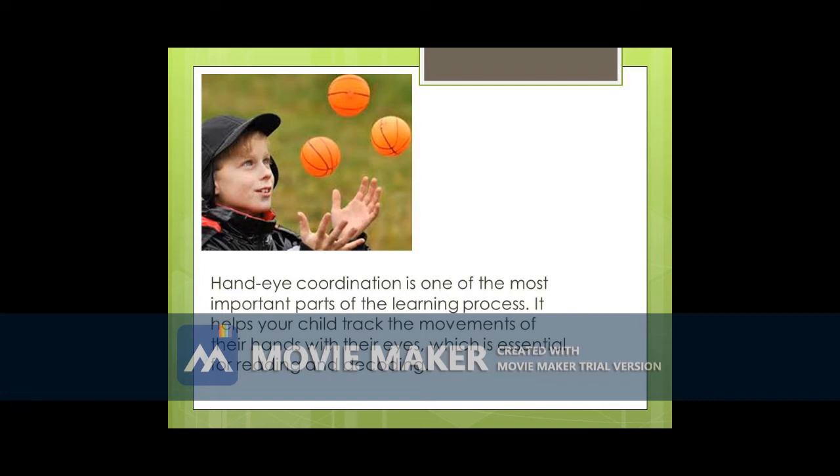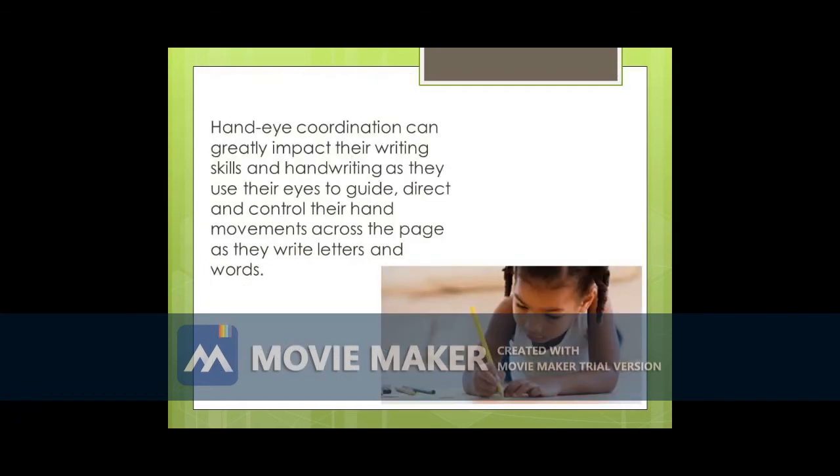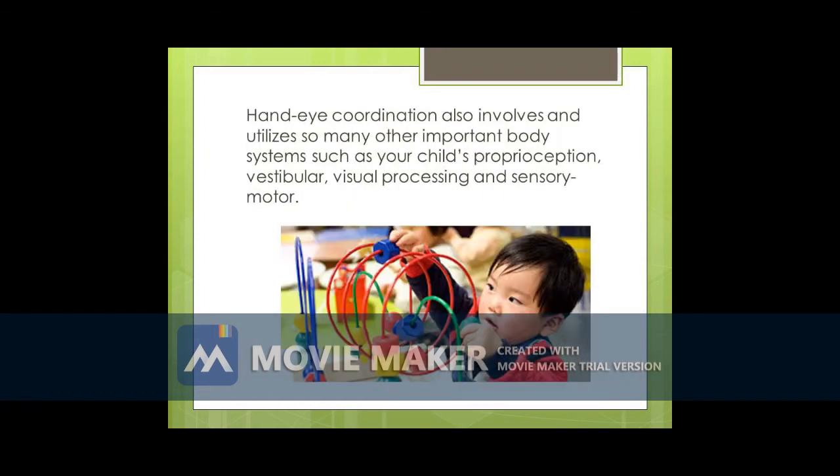It helps your child track the movements of their hands with their eyes, which is essential for reading and decoding. Hand-eye coordination can greatly impact their writing skills and handwriting as they use their eyes to guide, direct, and control their hand movements across the page as they write letters and words. It also involves and utilizes so many other important body systems, such as your child's proprioception, vestibular, visual processing, and sensory motor.